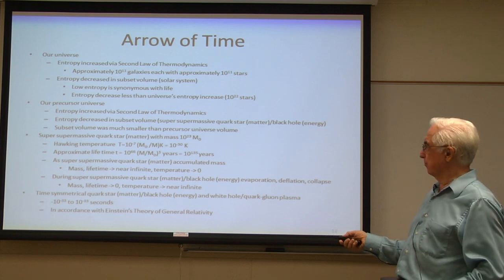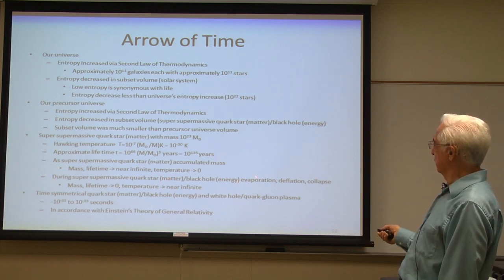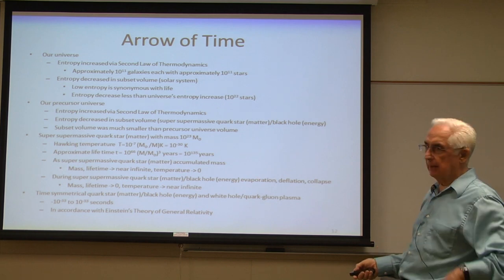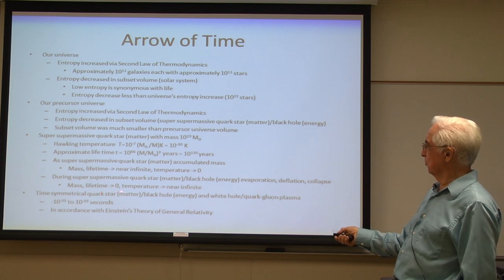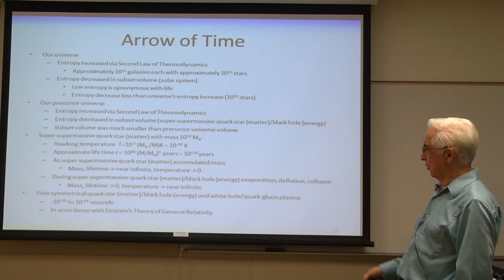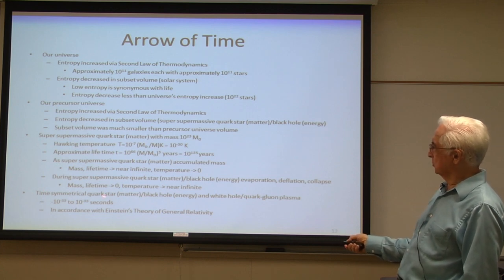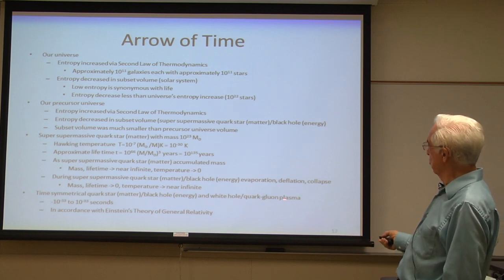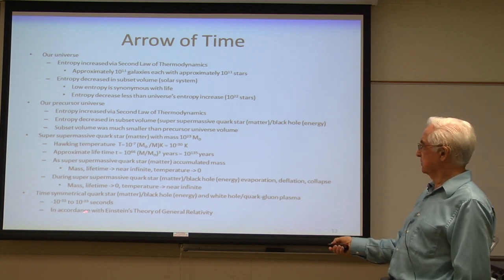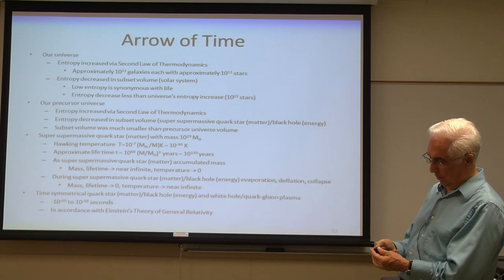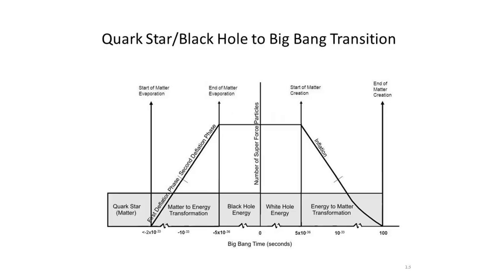However, something magical happened during the supermassive quark star matter black hole energy evaporation, deflation, and collapse. The values flipped. The mass and lifetime went to zero, and the temperature approached near infinite. There was a time symmetry between the quark star matter black hole energy and the white hole quark gluon plasma that I will show you on the next page. And this is in accordance with Einstein's theory of general relativity.